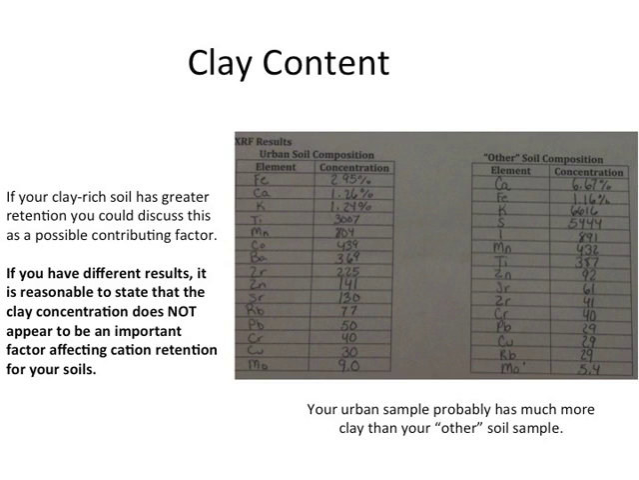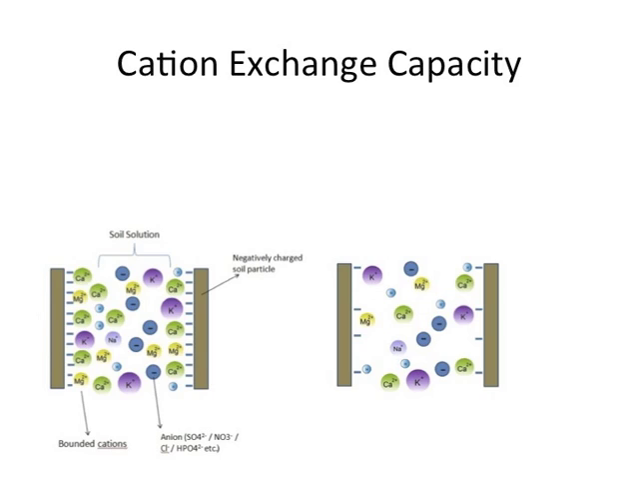What if you have different results? It is reasonable to state that the clay concentration does not appear to be an important factor affecting cation retention for your soil samples. A soil sample will be retaining cations. The more negative charges, the greater the retention. In this example, the soil depicted on the right would have a smaller cation exchange capacity because it has fewer negative charges that can retain cations.